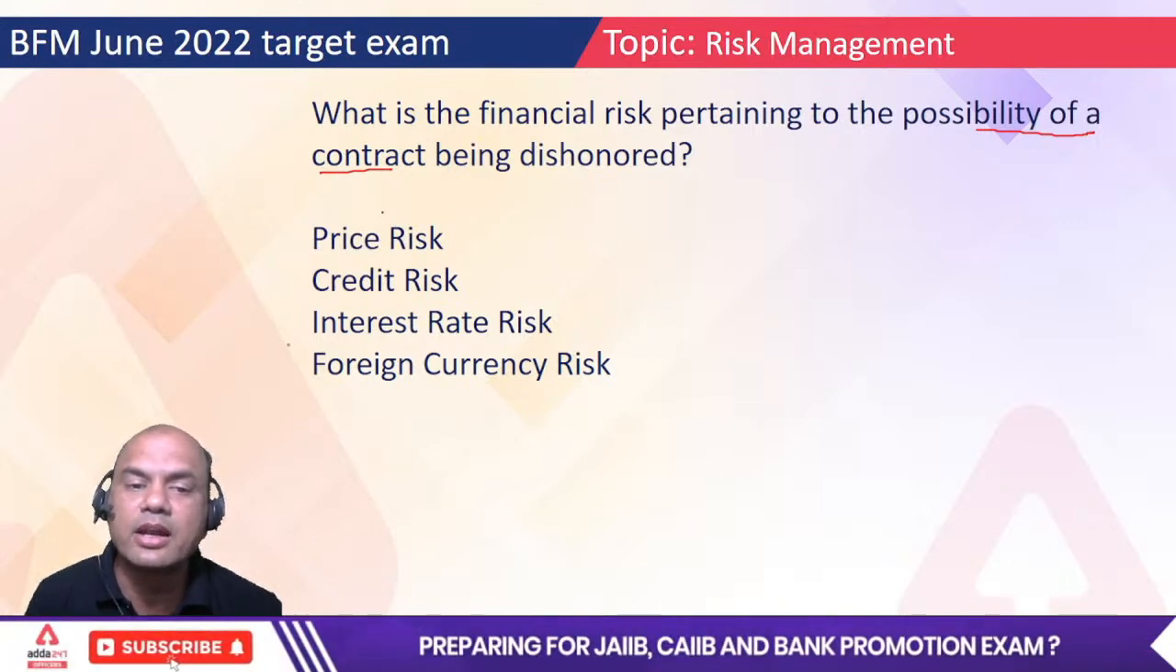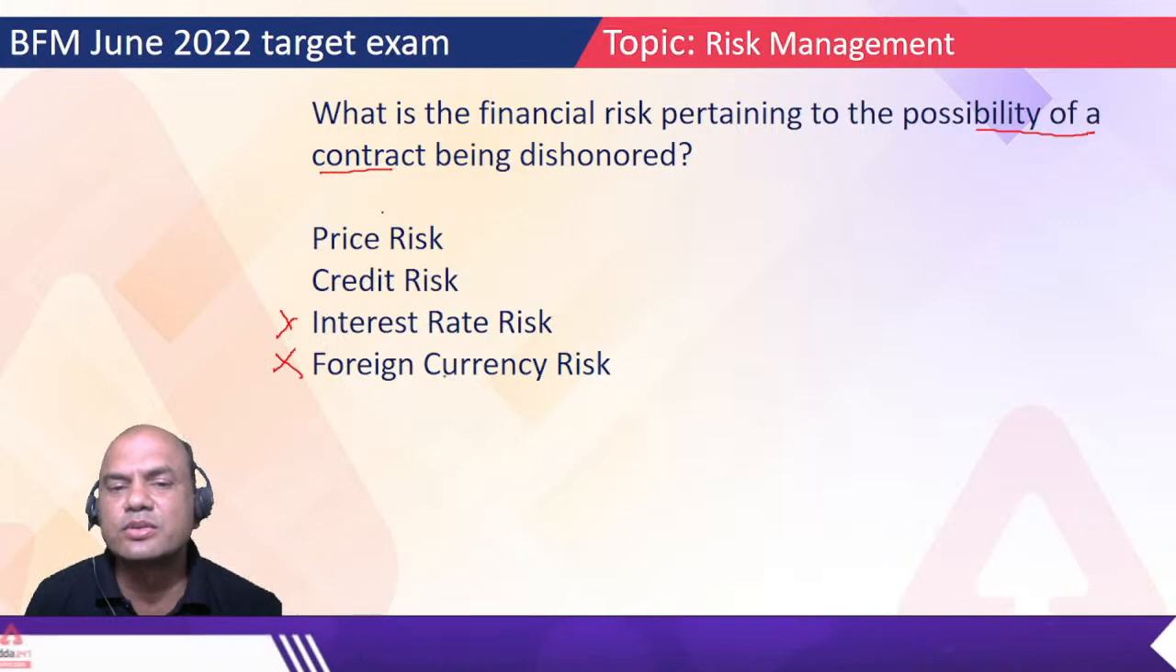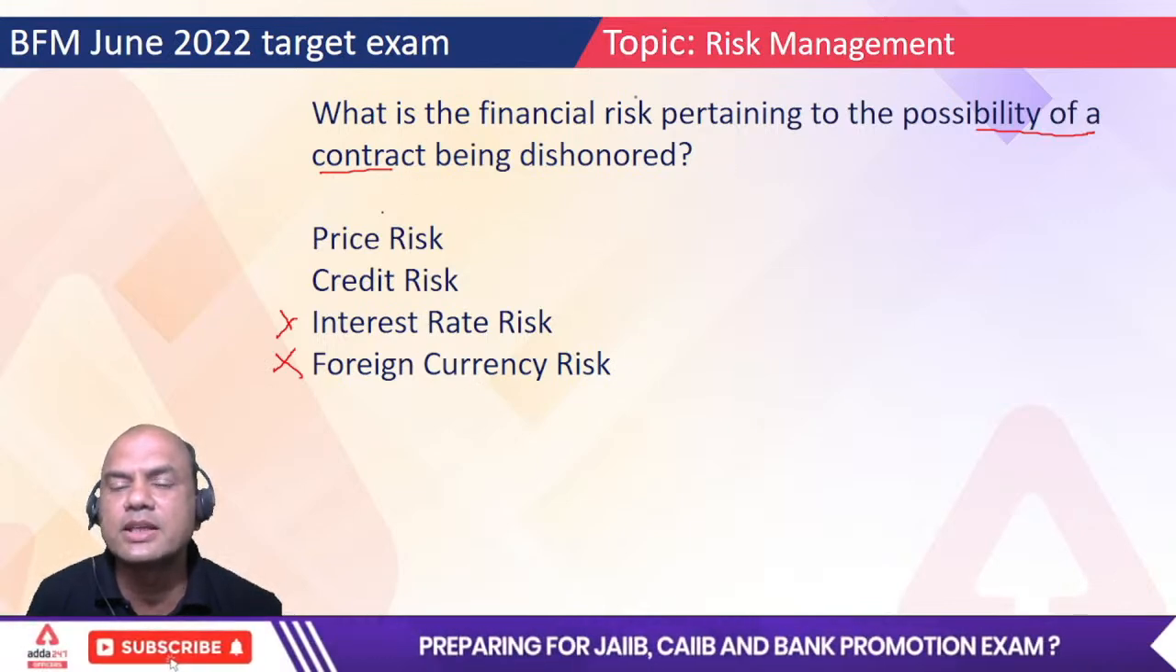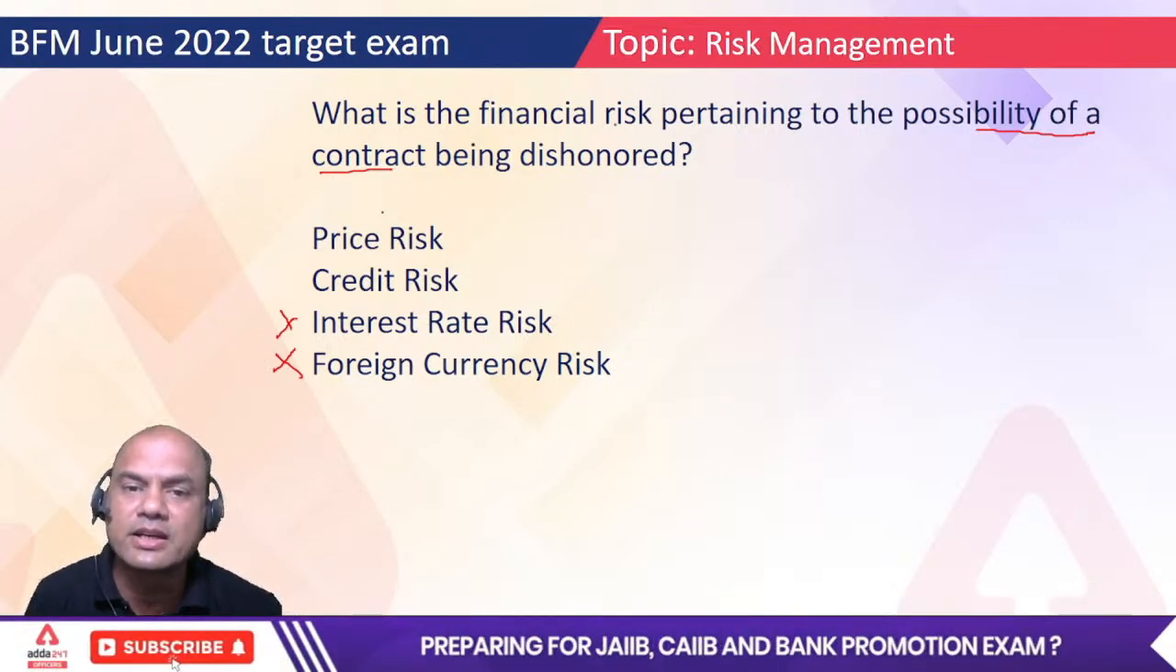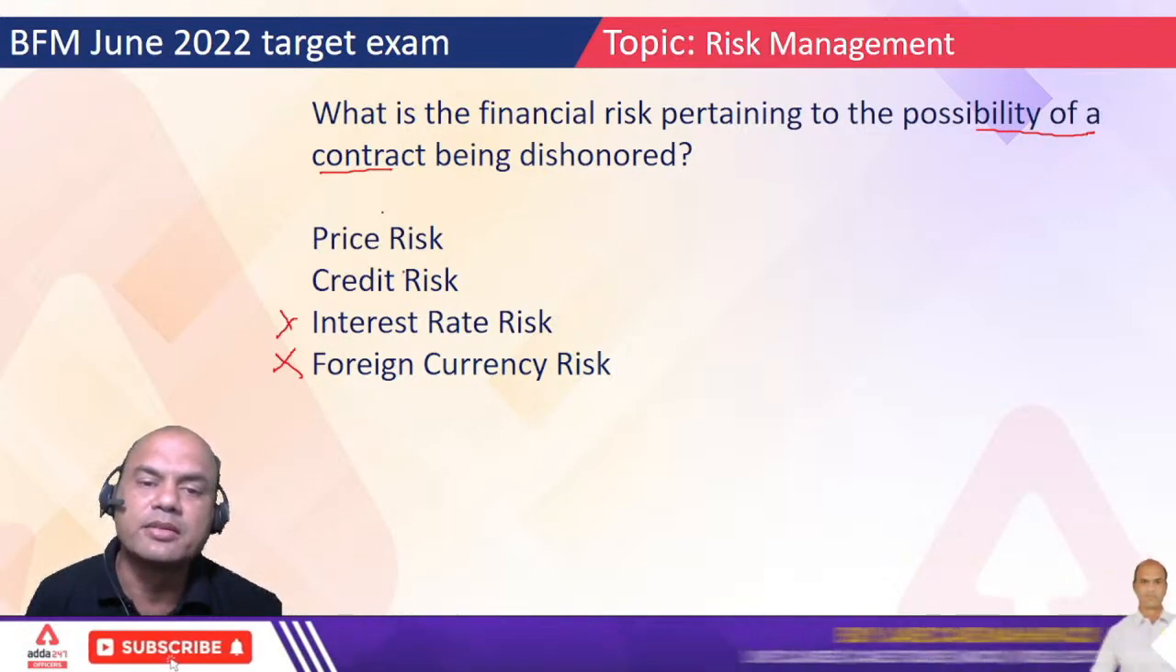Okay, I'll give you a hint. A and B only. C and D are out. Foreign currency doesn't exist over here because this is a contract in the same currency we are talking about. Otherwise, they would have mentioned that in different currencies. So only A and B. Which one?